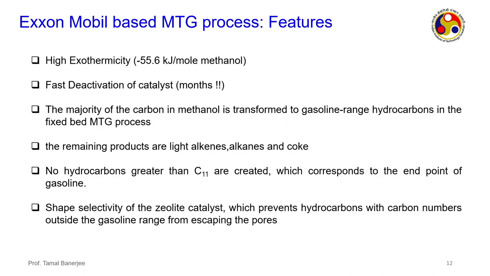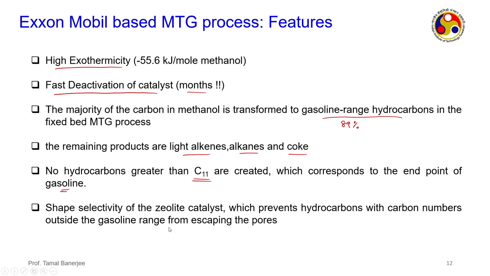Okay. So what are the things we have learned? We have seen the high exothermic nature, but there is a fast reactivation of the catalyst in months. The majority of the carbon in methanol is transferred to gasoline range hydrocarbons, close to 89%. The remaining products are light alkenes, alkanes and coke. No hydrocarbons greater than C11 are created. This is the biggest advantage, which corresponds to the end point of gasoline. This is due to the shape selectivity of the zeolite catalyst, which prevents hydrocarbons with carbon numbers outside the gasoline range.